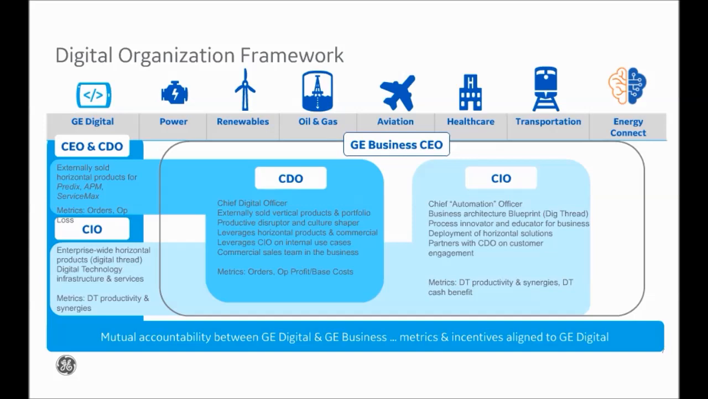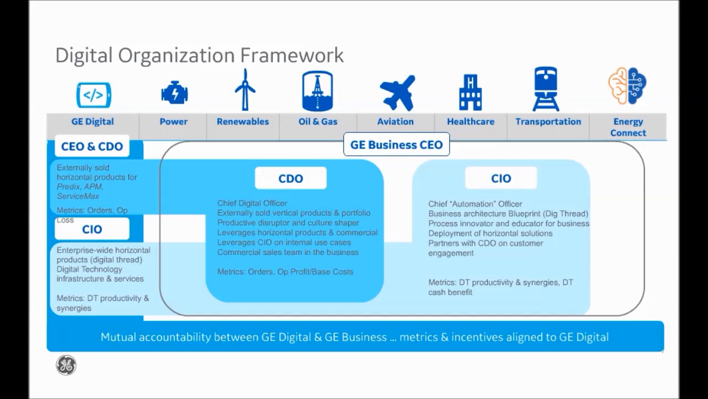We also have our CIOs that are aligned into the GE businesses as well. And while we don't call them the Chief Automation Officer, that's really what we expect their role to be: to partner with our business and our functional leaders and start to reimagine how leveraging digital technology can begin to reimagine the way that we get work done, with the goal of driving unprecedented levels of productivity.